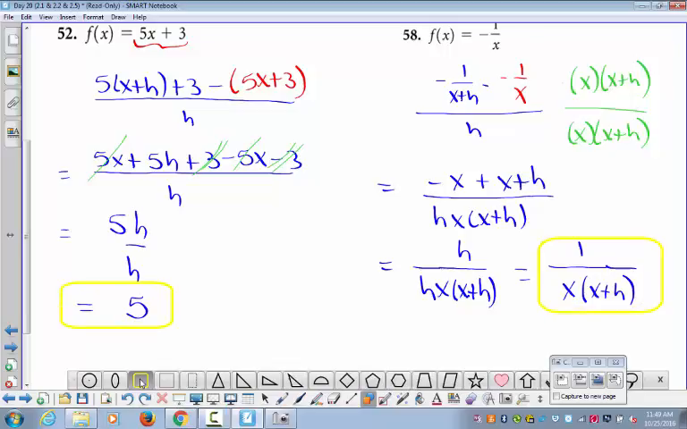So that tells us the slope of the secant line. And if you plug in h equals 0, you get the slope of the tangent line. That's what that's telling us. Any questions on the simplification there?